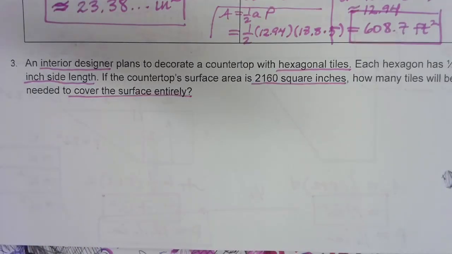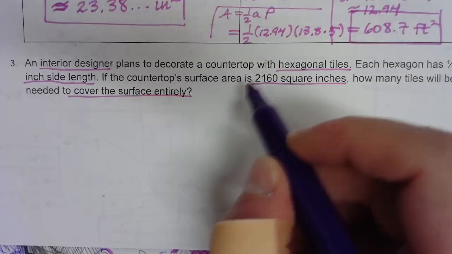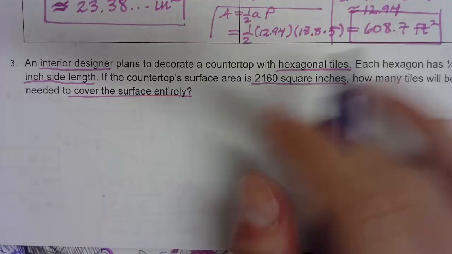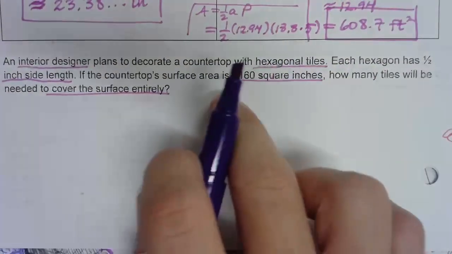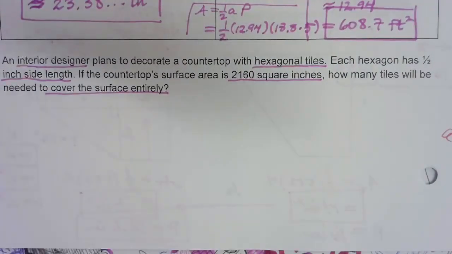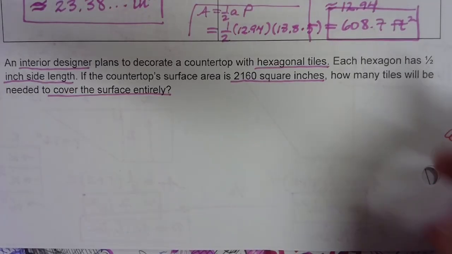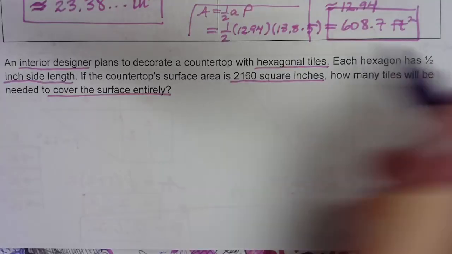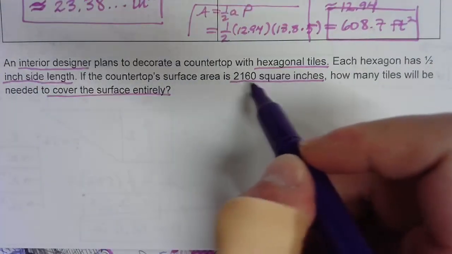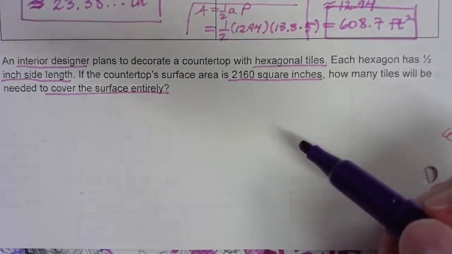Alrighty, so we have a countertop that's 2,160 square inches. We have hexagonal tiles, and we want to place them over the top. What I think is cool about this problem is it doesn't tell you the length and width of the countertop, and that doesn't change the answer. We're going to get the same answer regardless. So, for example here, if each hexagon is 1/2 inch side length, the countertop surface is 2,160. How in the world do we solve this?